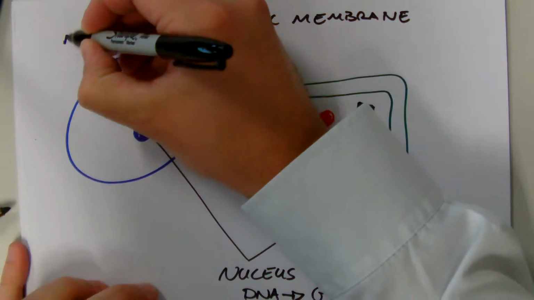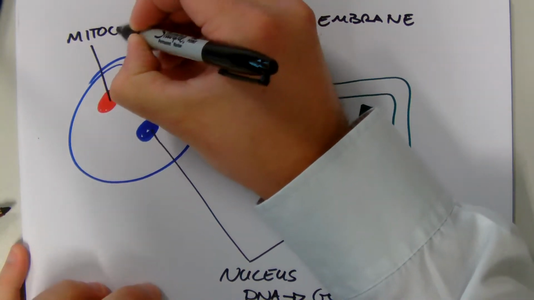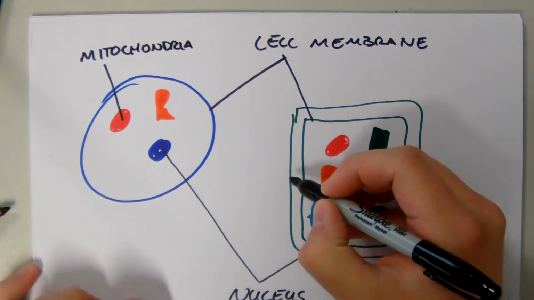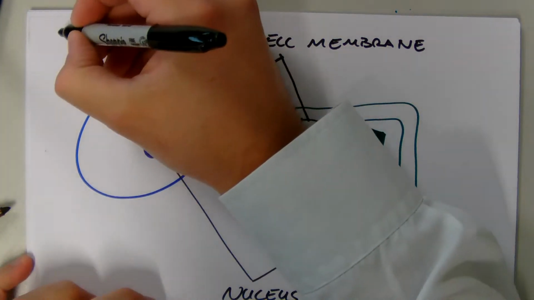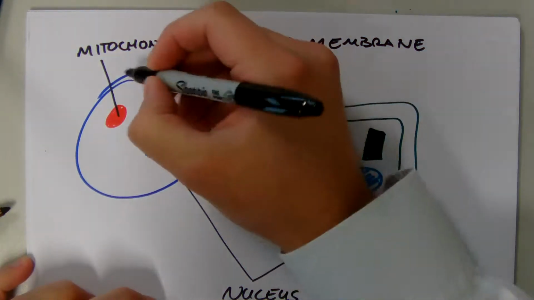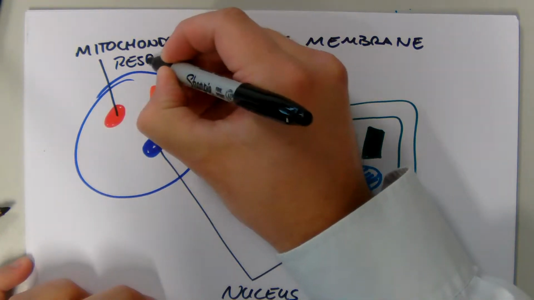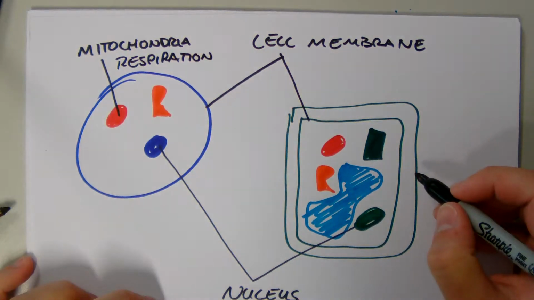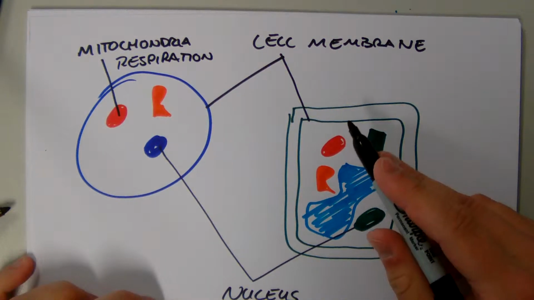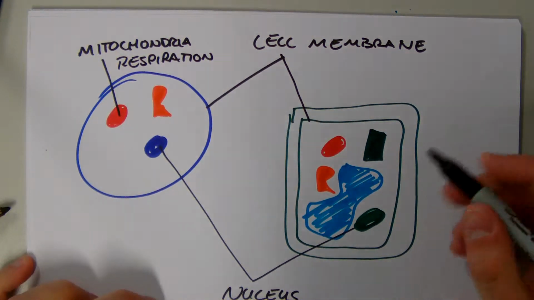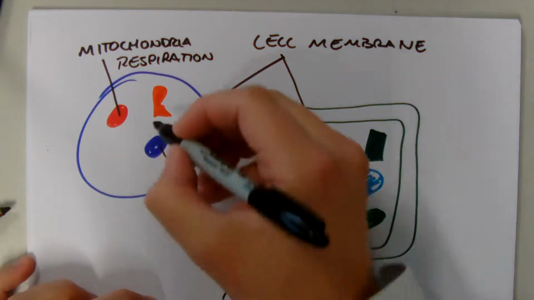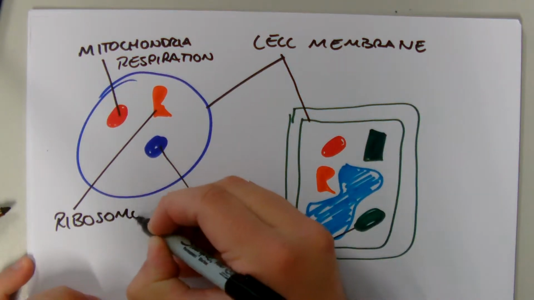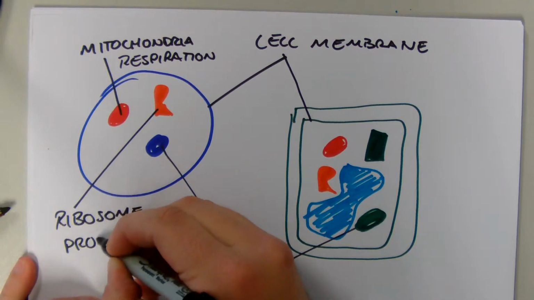The mitochondria are small parts of the cell that are responsible for respiration. Now, respiration is not breathing in and breathing out. Respiration is using glucose to create energy. This respiration can either be with oxygen or without oxygen. The ribosome is the site of protein synthesis.